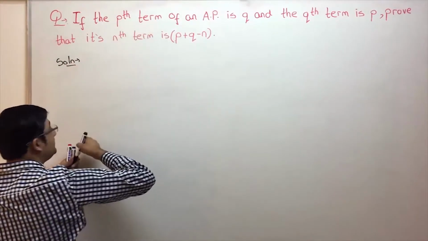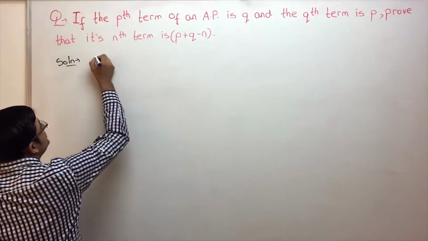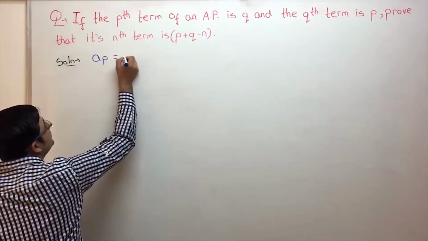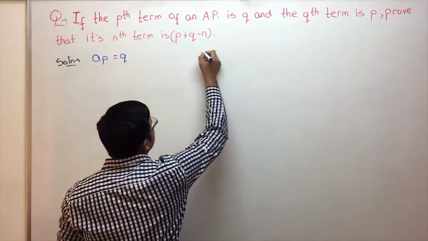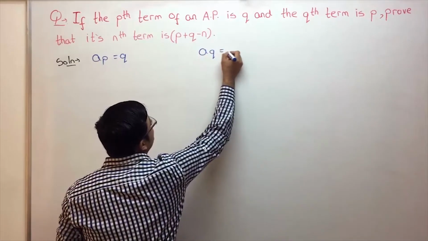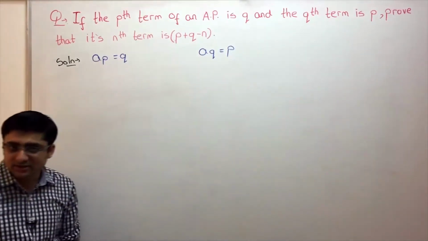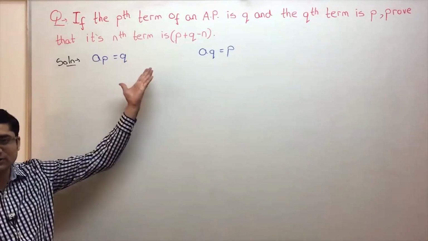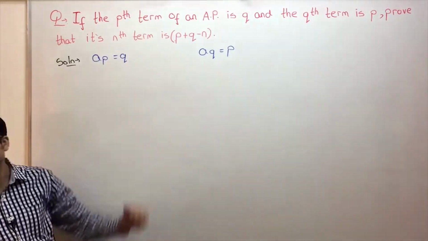The pth term of an AP is Q. So the pth term is equal to Q. Next, the qth term, meaning AQ, is equal to P. So we're given two conditions. Based on these two conditions, we'll get two equations. We'll solve for A and D and then get the answer.